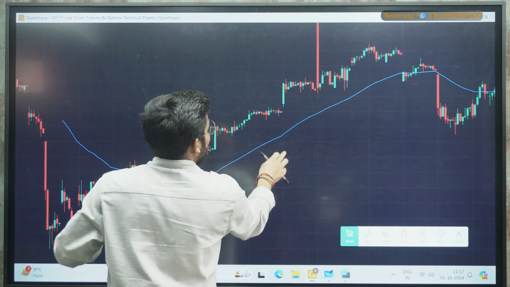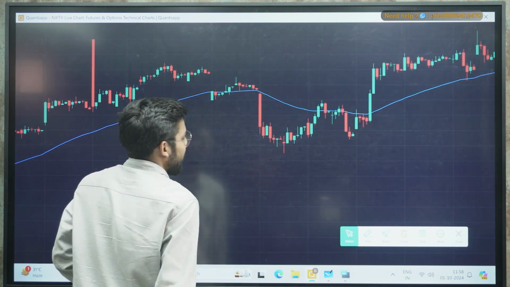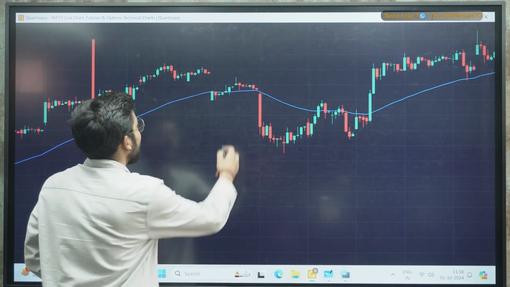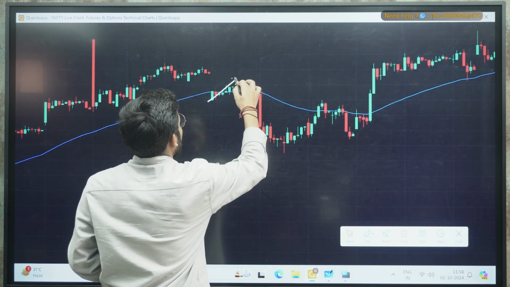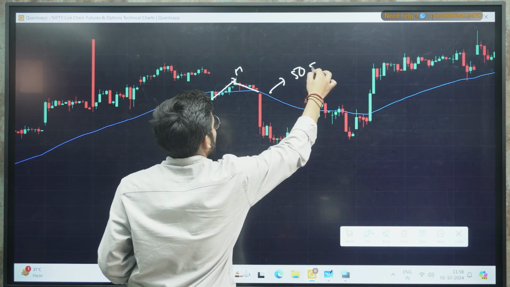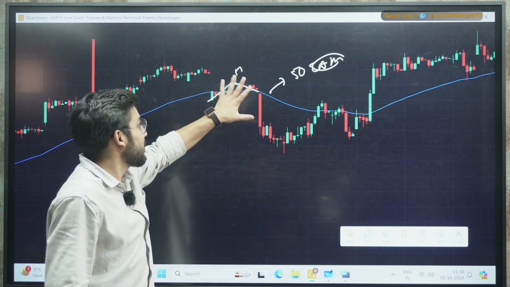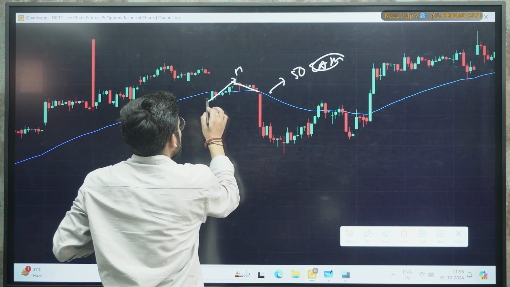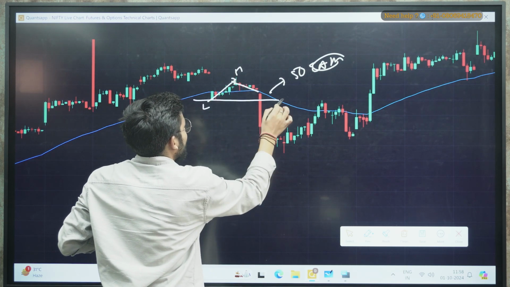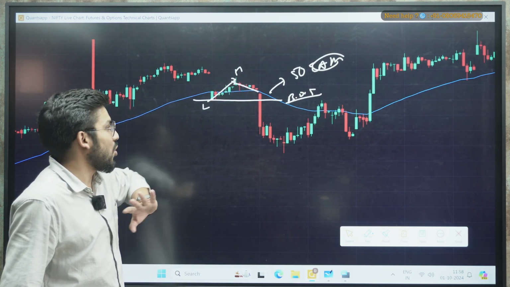50 exponential moving average में. Okay, I got one more example here, right? You can see here your market made a high here. Then it came down, and your 50 exponential moving average broke out, right? तो यहाँ पे broken out हो गया. This was your lower low, so your break of structure is this. Okay, so break of structure is also done.